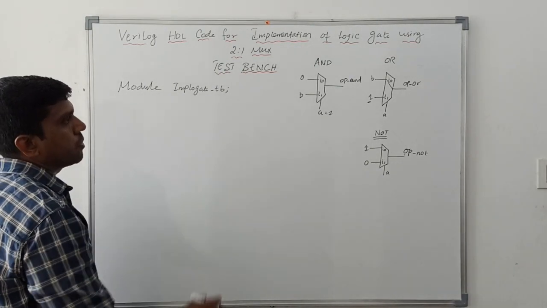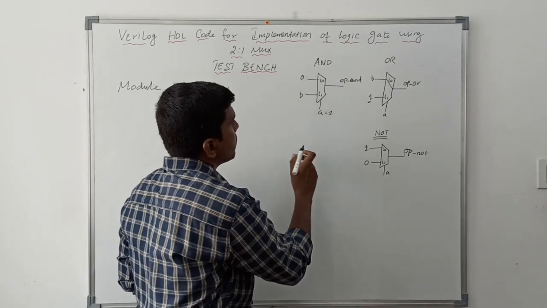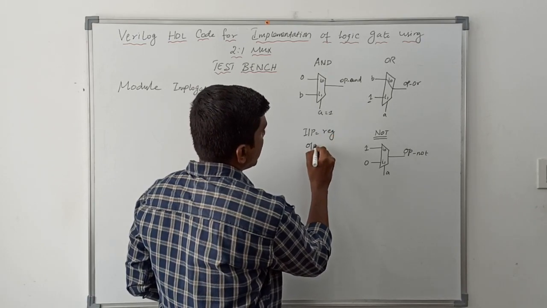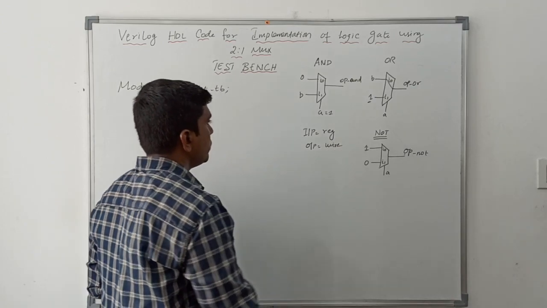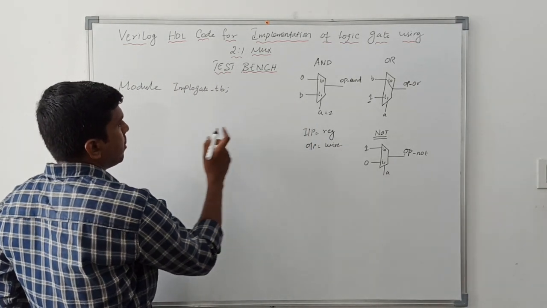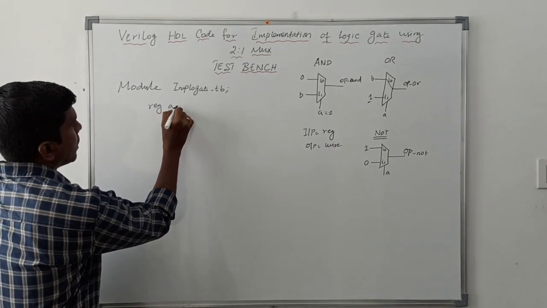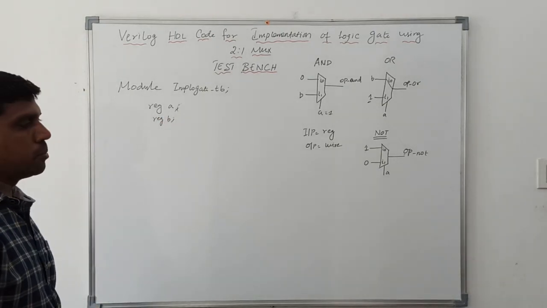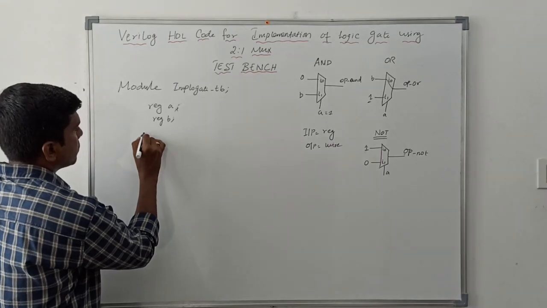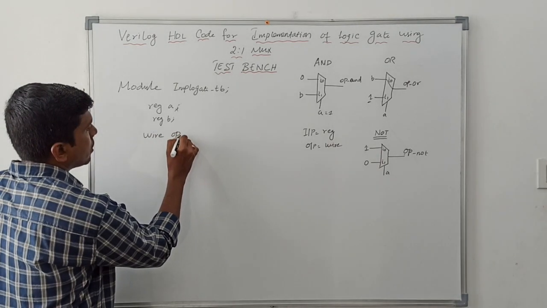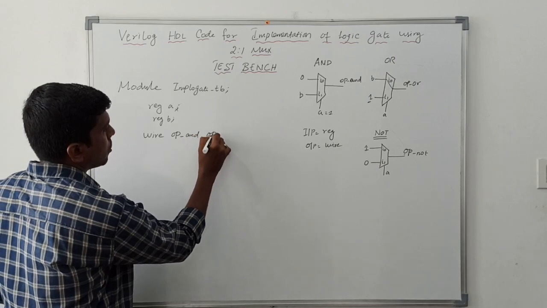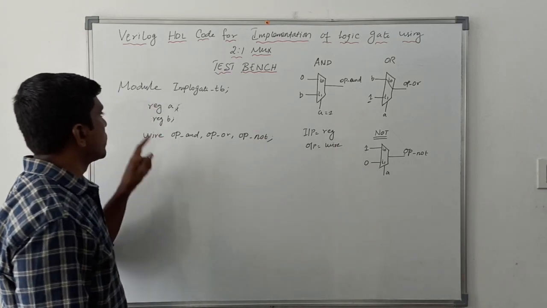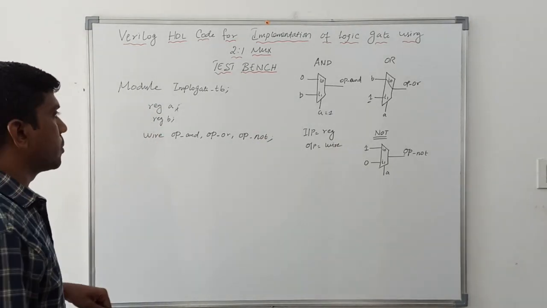Then the declaration of input variables and output variables. While you are writing the test bench Verilog HDL code, input is assigned as reg and output variable is assigned as wire. So here the input variables are a and b: reg a, reg b. Then the output variables are wire: output and, output or, output not. So these are the input variables and these are the output variables.